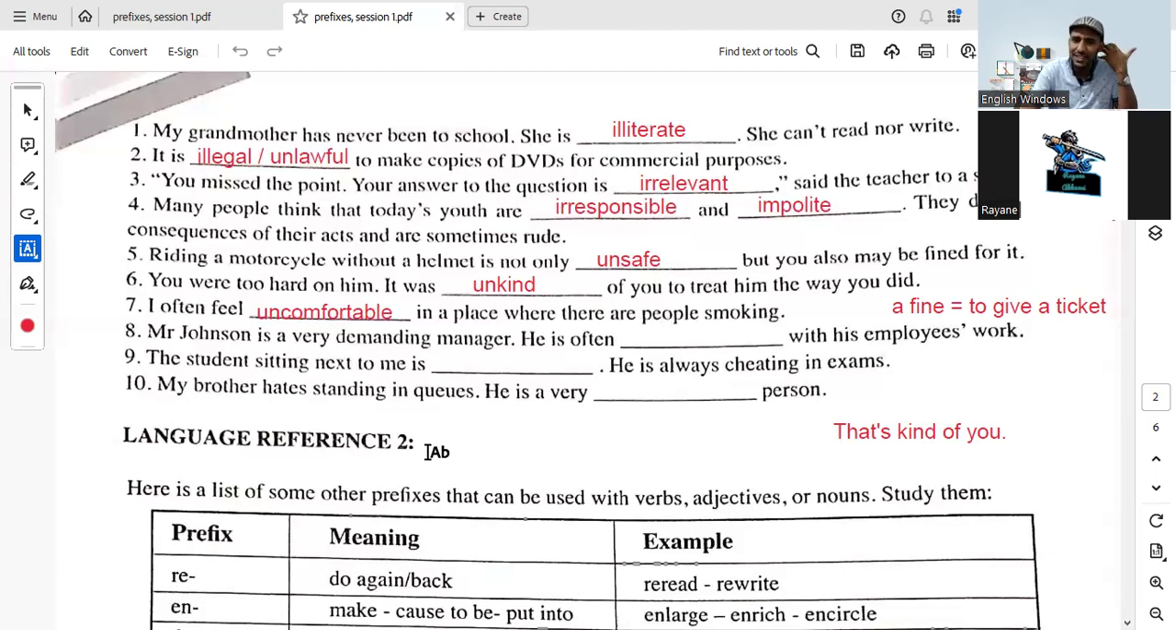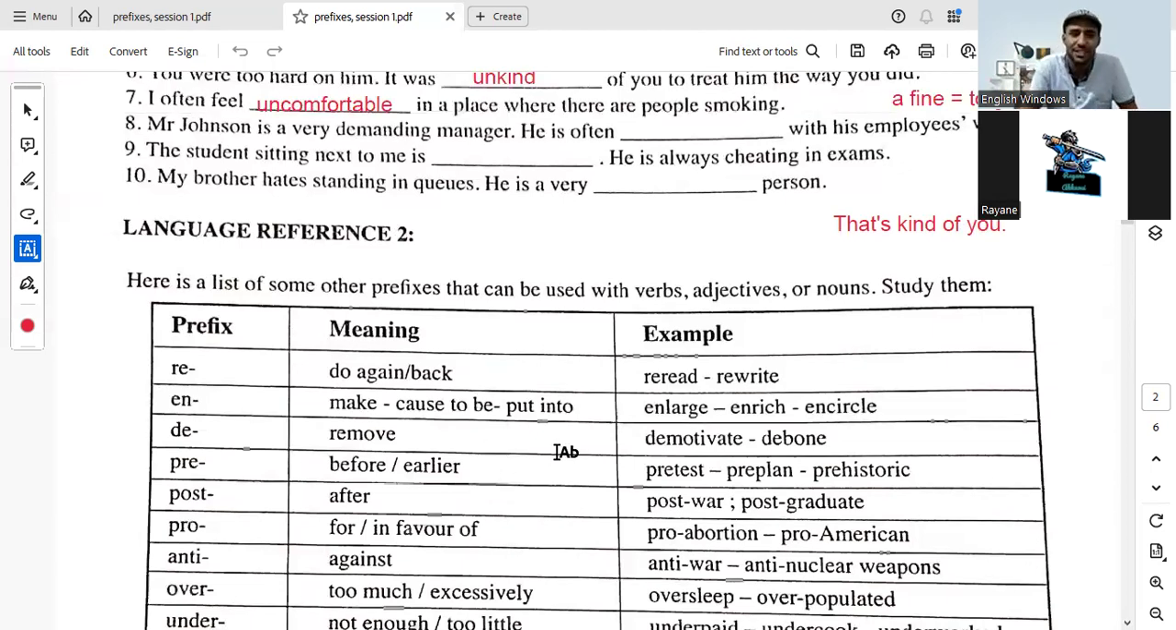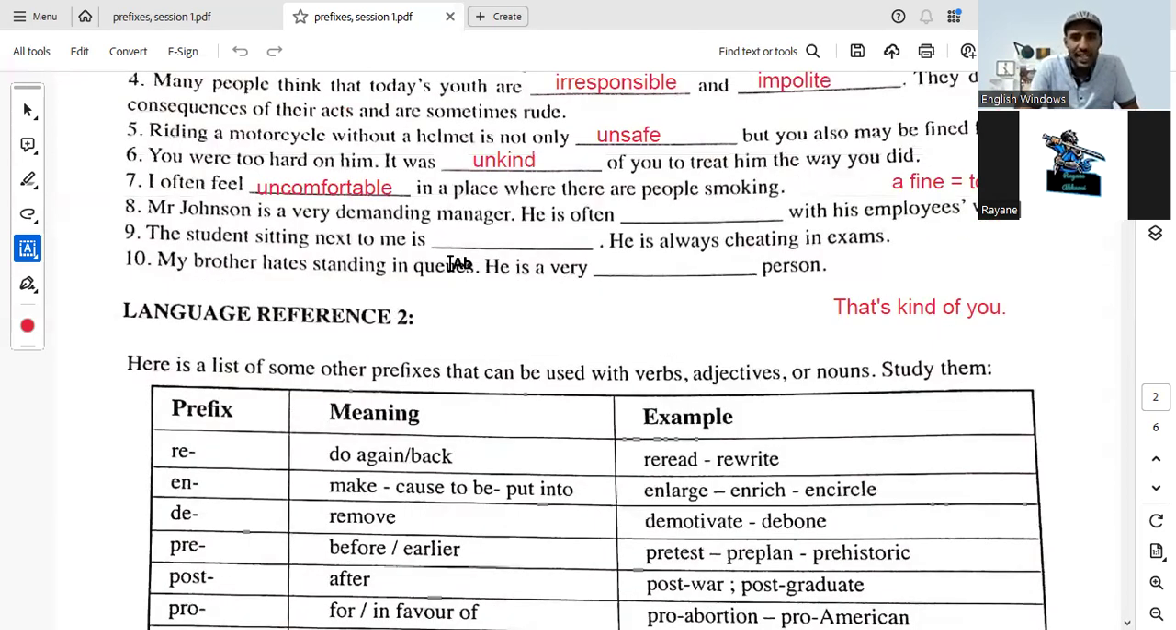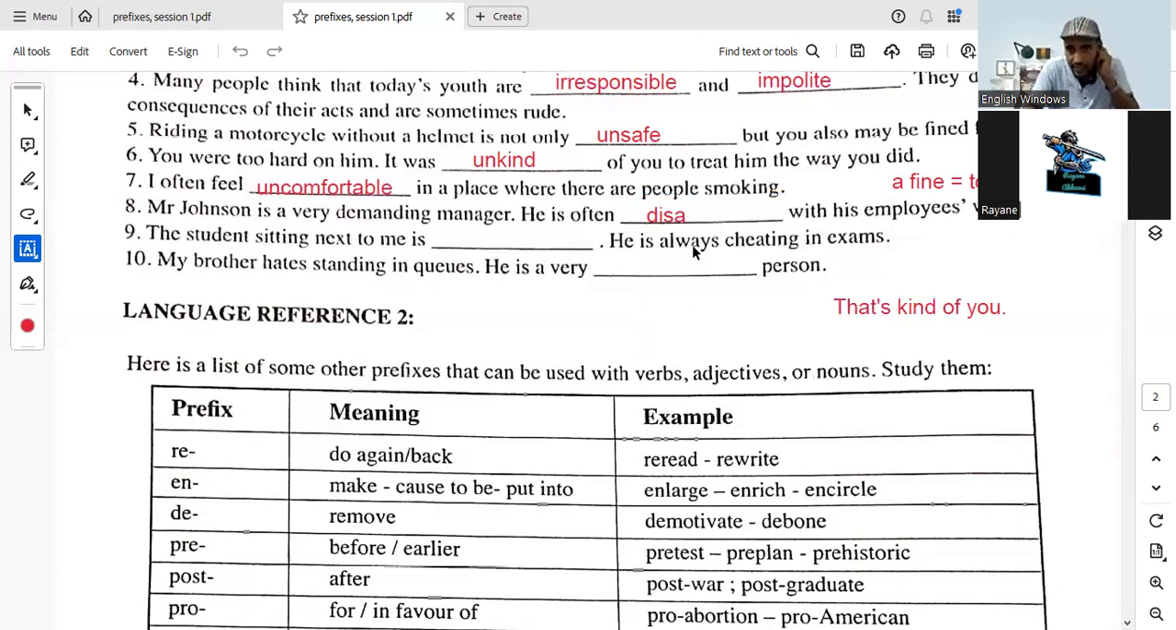Right, a person with many requests, who is not pleased with any work. That's too demanding. You've got to do this and this and this and this. That's too much, guys. Well, let's see number 8. We say is often, all right. So this is what we said. We say dissatisfied. Dissatisfied with his employees' work.